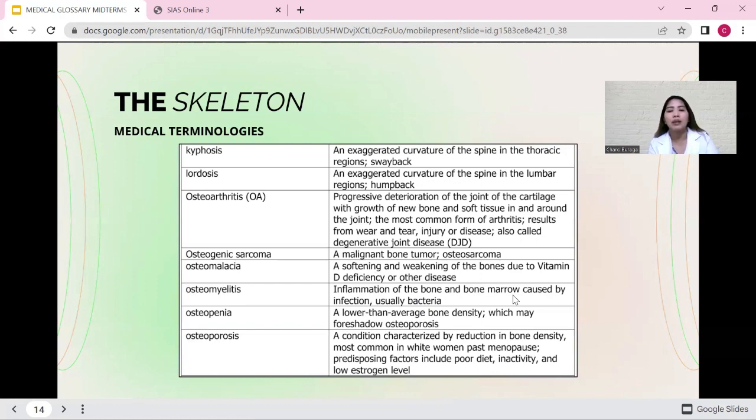Osteopenia, okay, mababa ang kanyang, meaning sa blood, okay? A lower than average bone density and which may foreshadow osteoporosis. Mababa ang kanyang mga content na vitamins and minerals dun sa buto niya. Osteoporosis, it is a condition characterized by reduction in bone density. Nakakita na kayo ng mga osteoporosis, yung mga kulang sa gatas. Okay, usually nag-o-occur yan because of menopause, dahil sa mababa ang kanilang estrogen level.